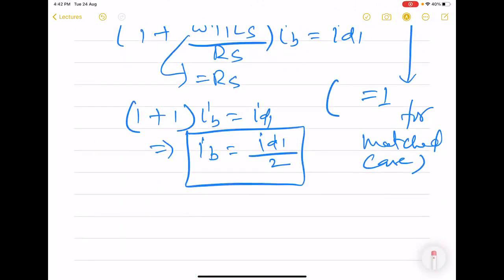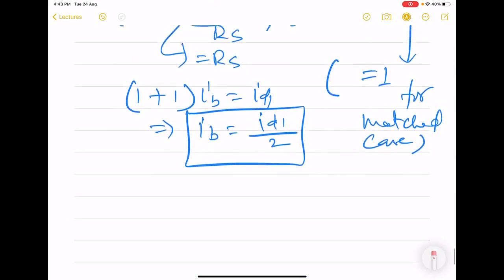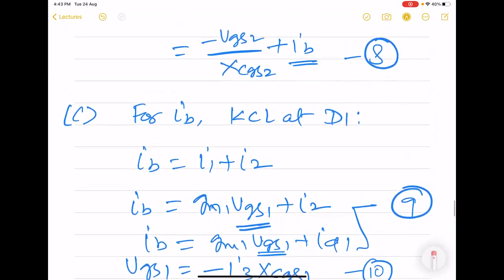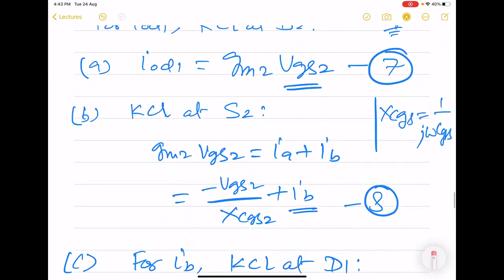So this is IB, but this is not the final destination. Final destination is to find out short circuited output current IOD1. Okay, so once we have found out IB, we can go back to find out VGS2, because this is equation 8, the starting point where the unknown was IB. So IB we have determined. So we can go to equation 8.